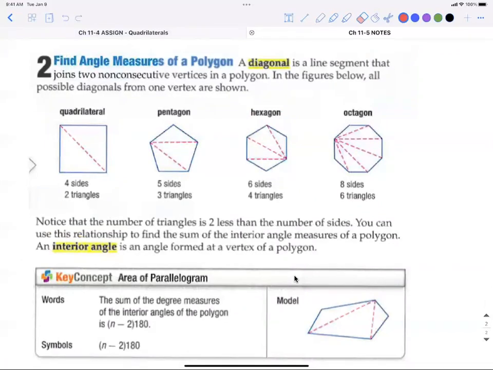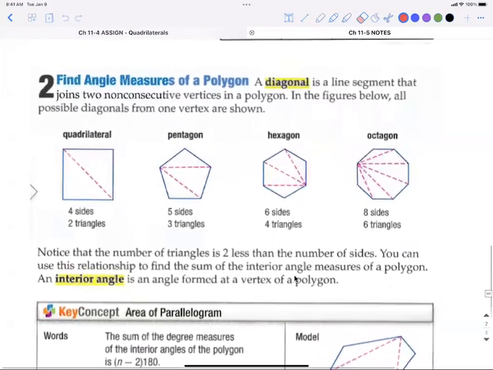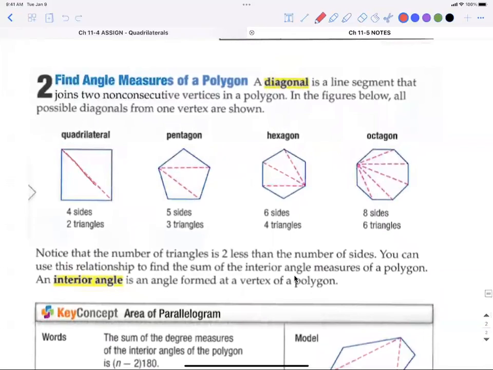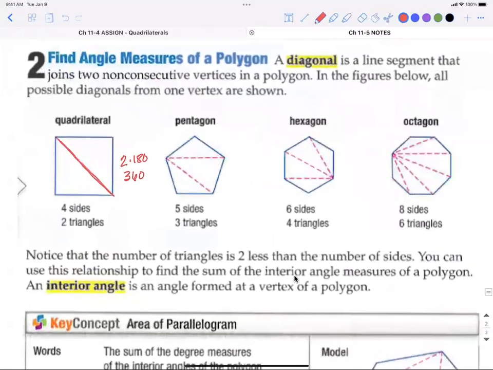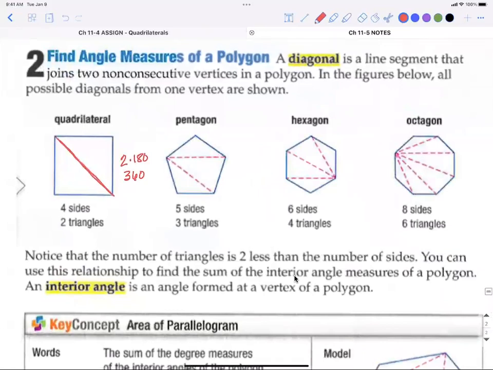The reason this equation works, and we talked about this the other day, when you have a quadrilateral and you bisect it, corner to corner, you create two triangles. And so when we asked what the interior angles have to add up to, well, it was two triangles. So 2 times 180 gave us 360. And what I want you to notice is that when you have a 4-sided figure, it creates 2 triangles. A 5-sided figure creates 3. A 6-sided figure creates 4, and an 8-sided figure creates 6.